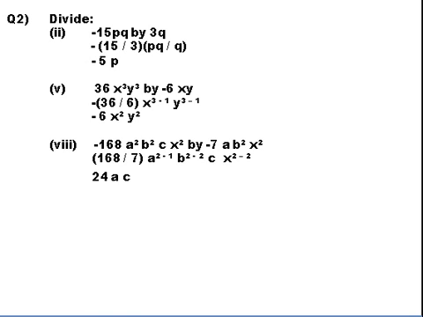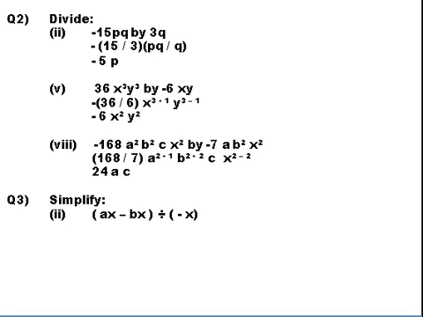Now, what do we have? 168 upon 7 is 24. A to the power 1 will make it A, C to the power 1 will make it C. B to the power 0 and x to the power 0 will be converted to 1 because anything to the power 0 is 1. So our final answer is 24AC. Similarly, you have to do the rest of the parts of question number 2.